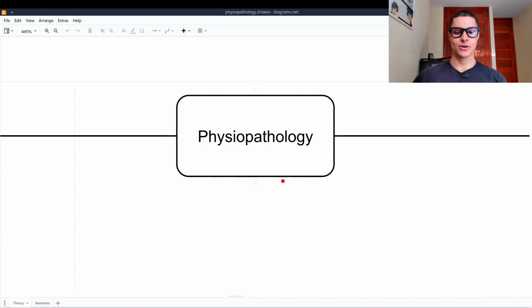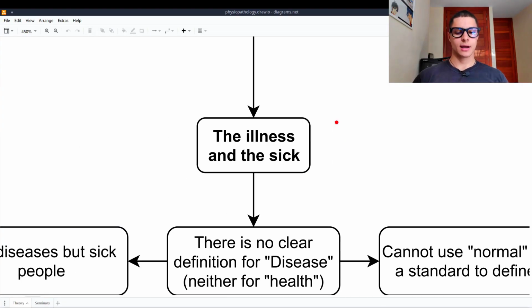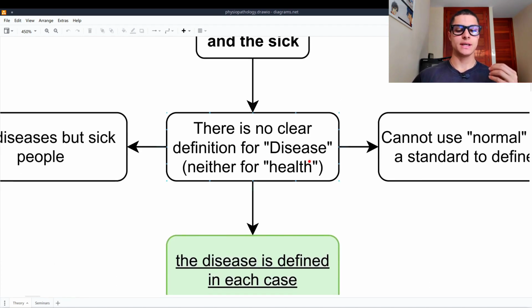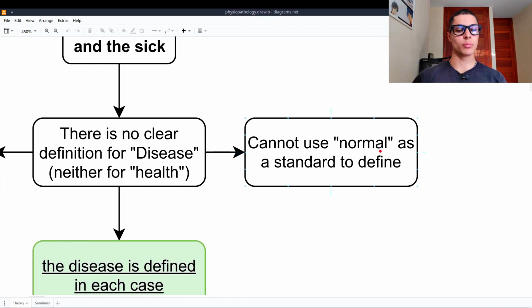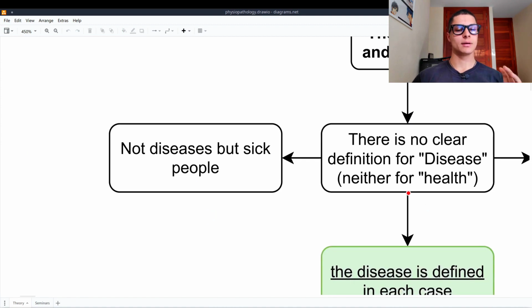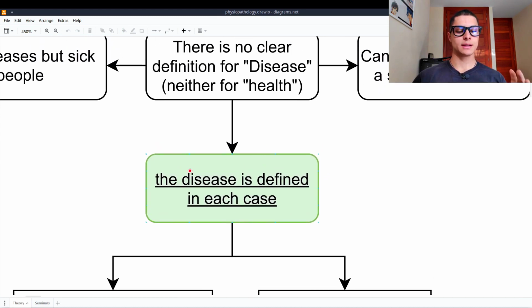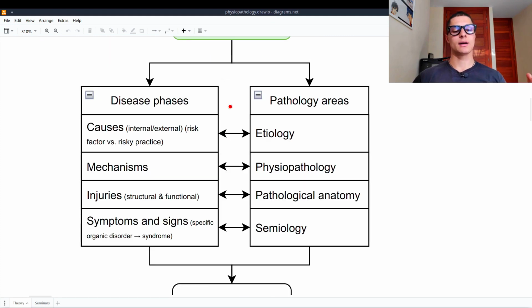So let's begin. Physiopathology. So let's first take a look at the illness and the sick. There is no clear definition of disease, neither is there for health. We cannot use the word normal as a standard to define disease or health. And we do not talk about diseases, but we talk about sick people. So, with this in mind, we have to say that the disease is defined in each case. Every disease has phases, and there are pathology areas for each and every one of them.